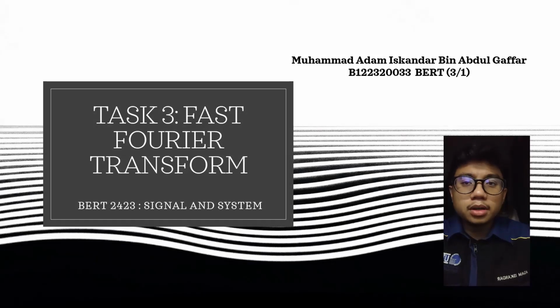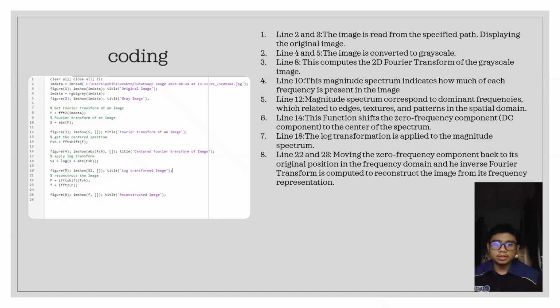Hello, my name is Muhammad Iskandar. This is task 3, fast Fourier transform. This is the coding for task 3. Lines 2 and 3, the image is read from the specified path, displaying the original image. Lines 4 and 5, the image is converted to grayscale.